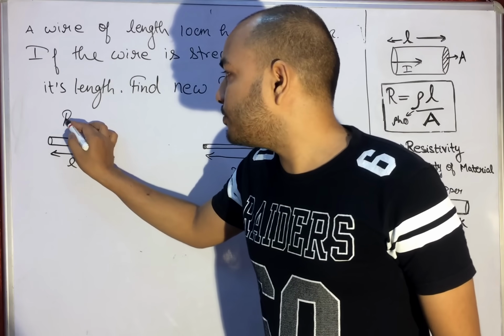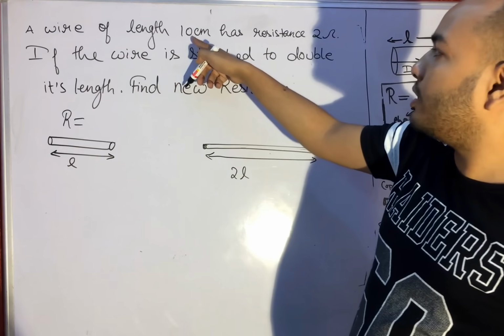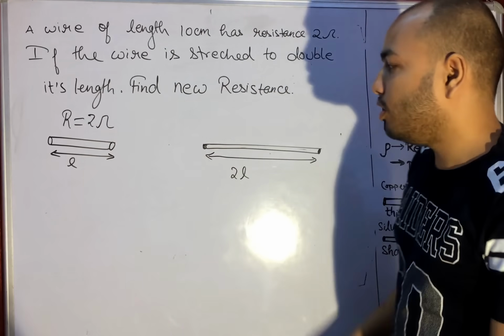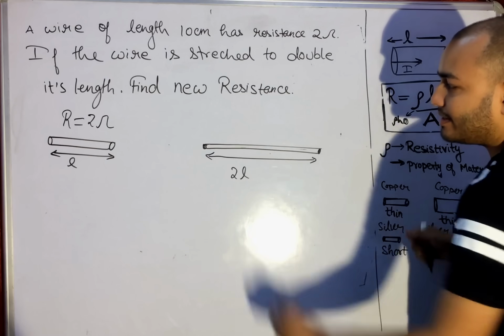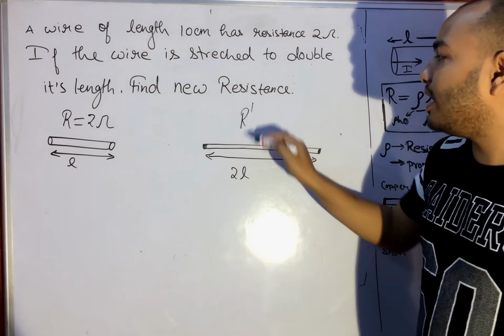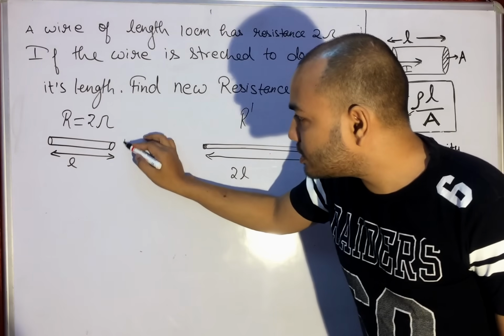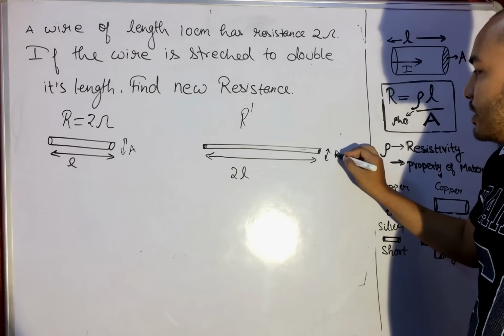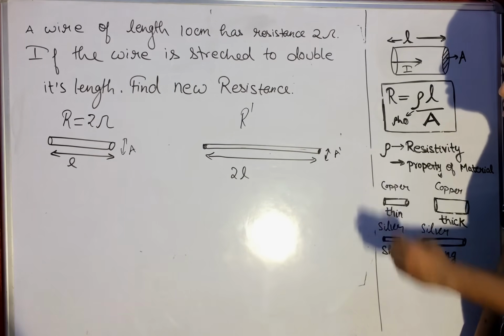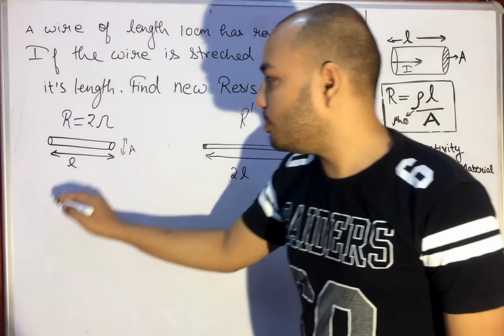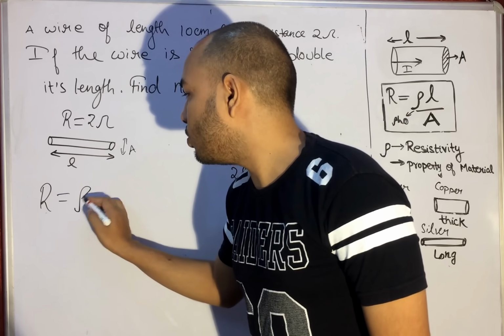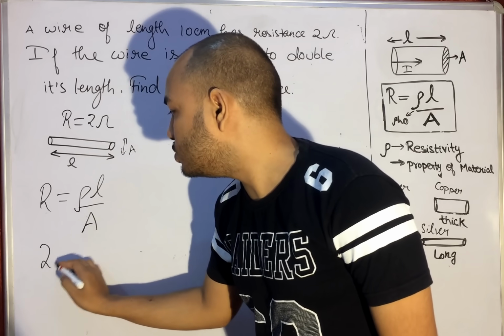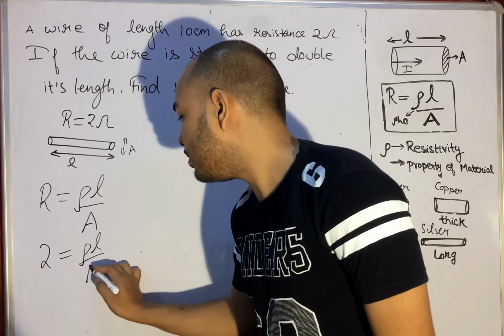The resistance of this wire is given to us. A wire of length 10 centimeter has resistance 2 ohm. On stretching the length, area decreases and resistance will become R dash. Suppose this area is A and this area is unknown, I call it A dash. That is A, this is A dash. Now the formula for resistance will be rho L by A, and rho L by A equals 2.